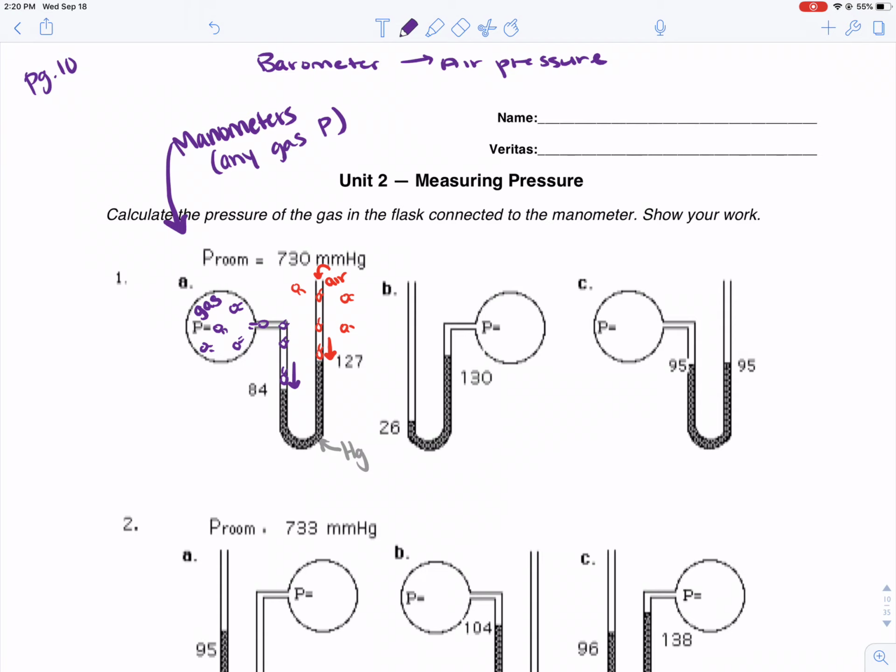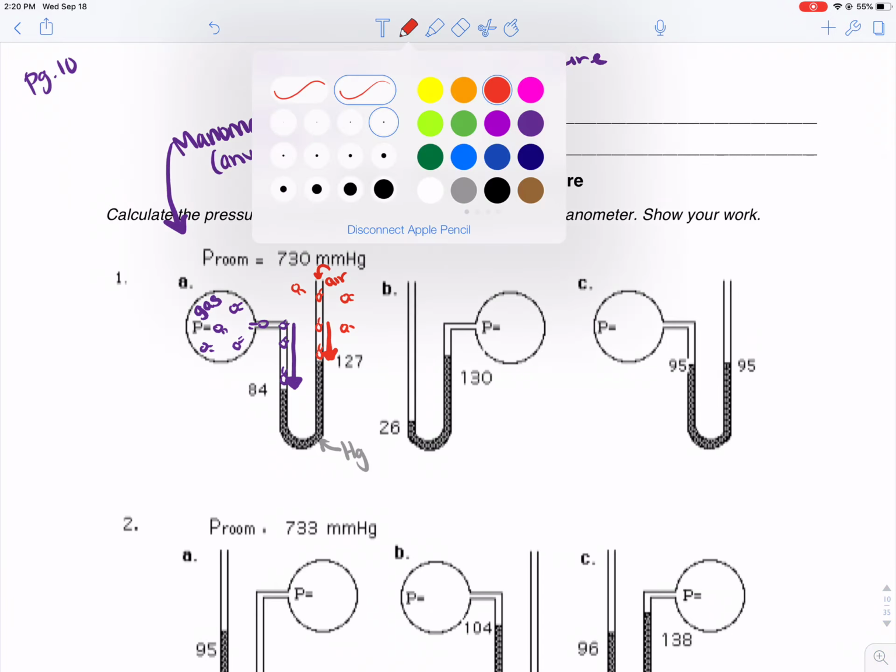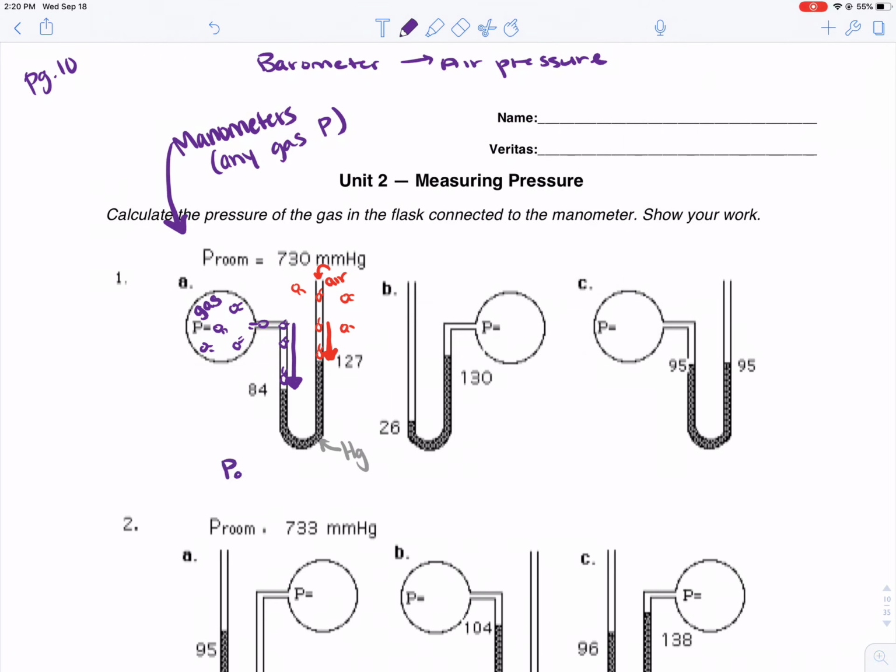So if you look at what has happened to the mercury in the bottom of that U-shaped tube, the gas particles are stronger. They're pushing down on the mercury more than the air particles are pushing down on the mercury. The purple gas particles are pushing down on the mercury so much that the mercury is going up higher on the other side. So in this particular manometer, the pressure of our gas is greater than the pressure of the air.